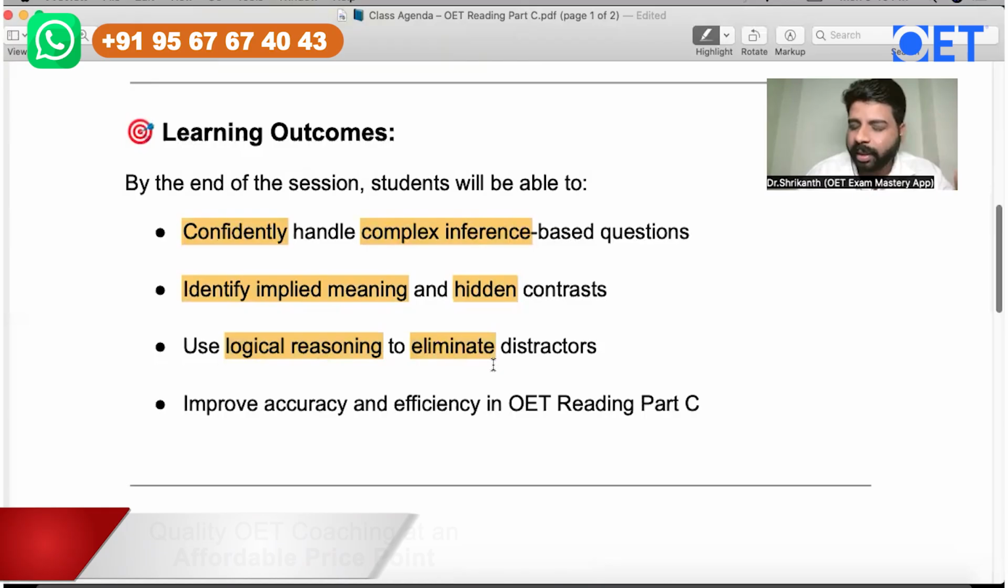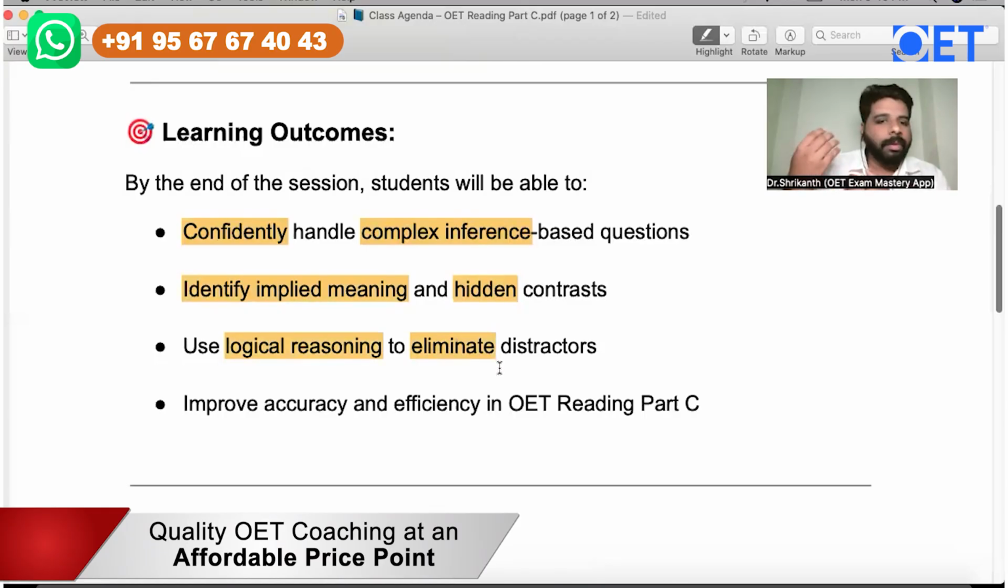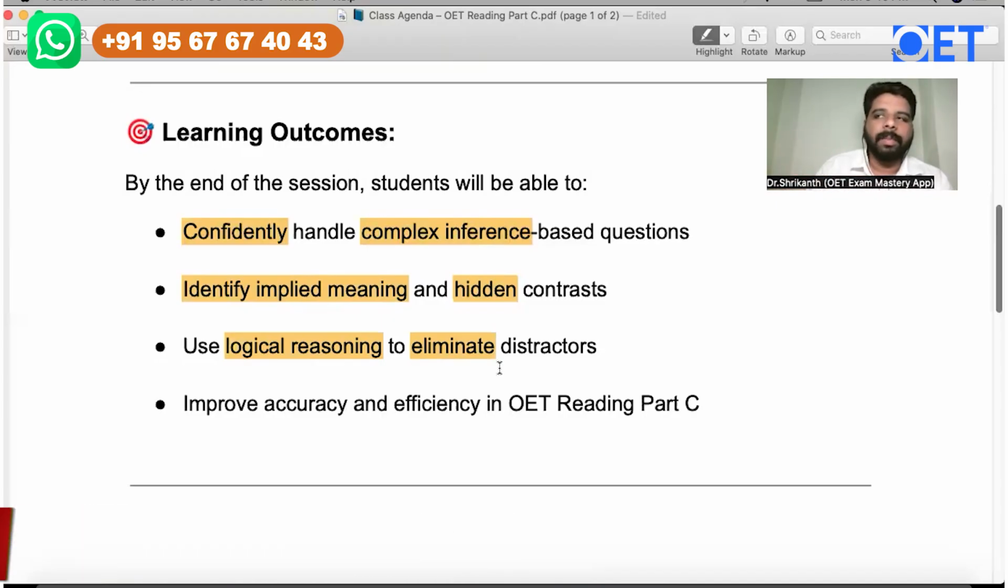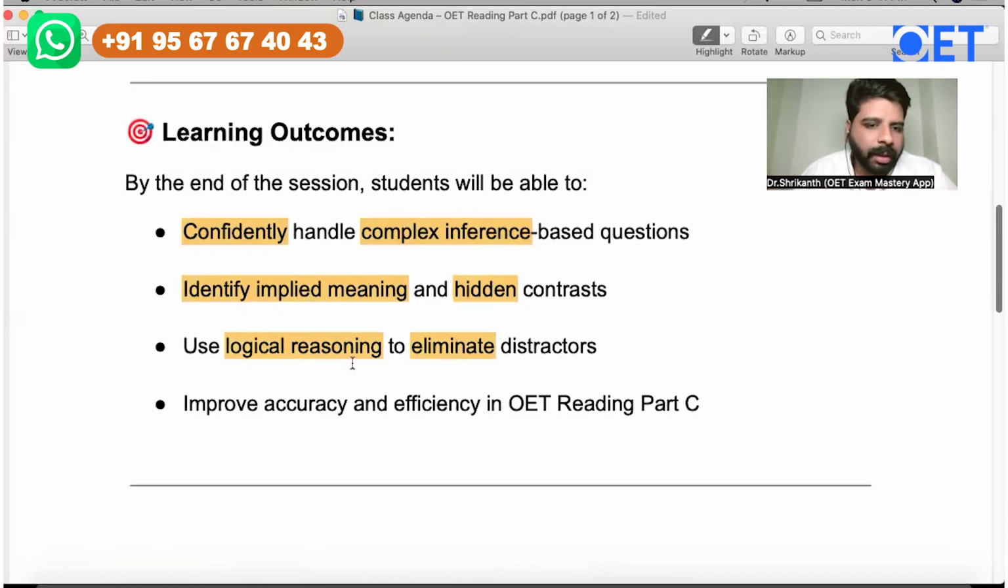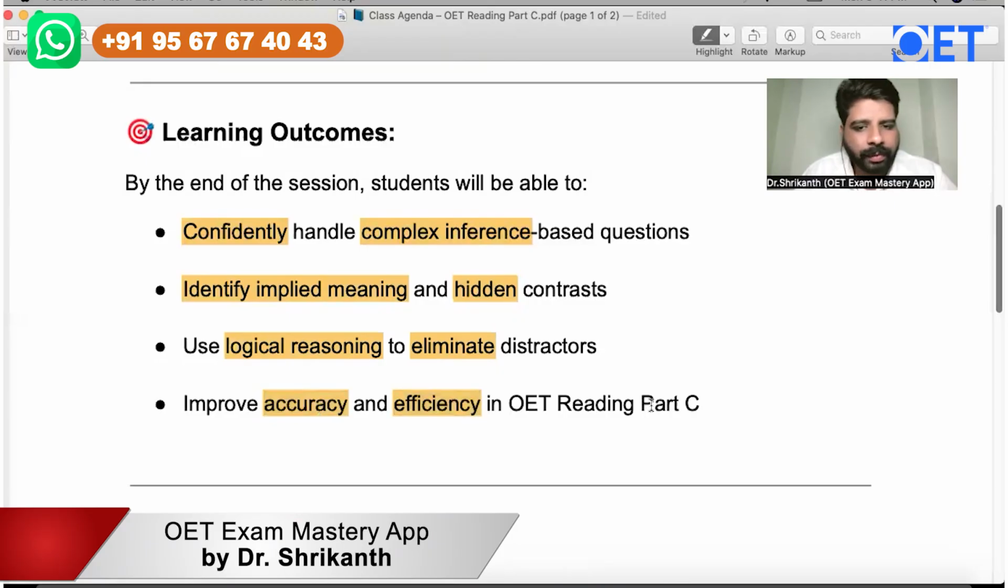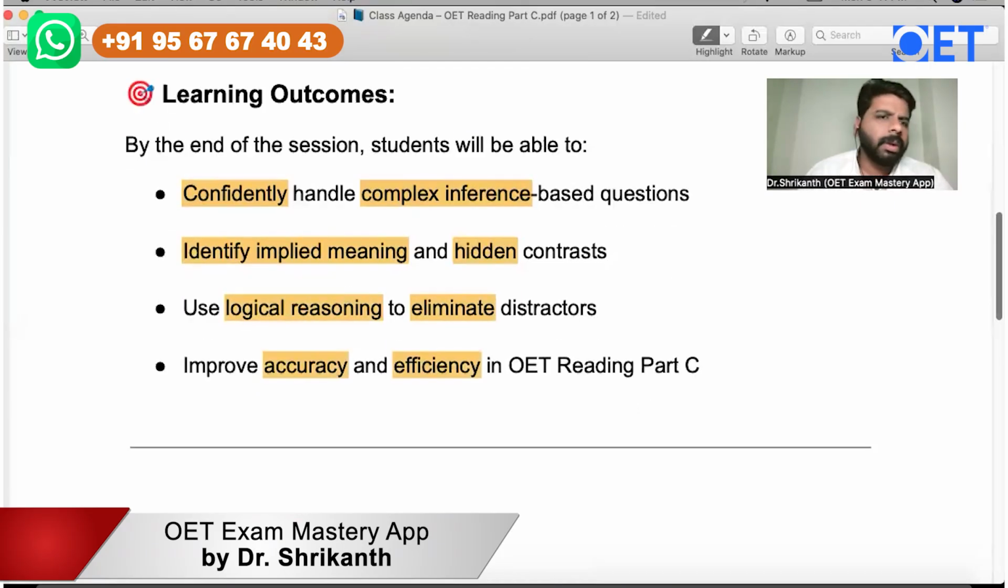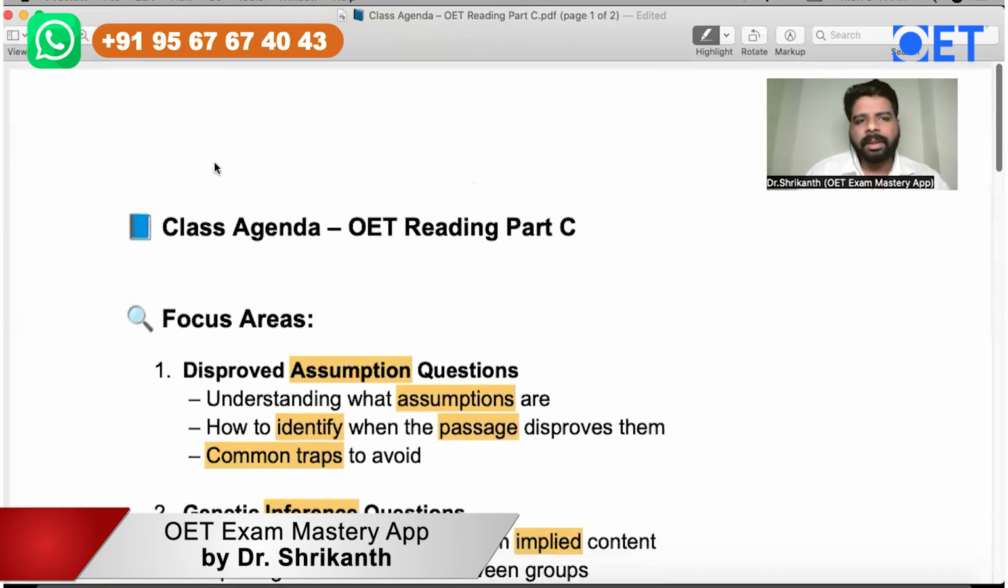By the end of the session, we will also try to develop your logical reasoning skills to eliminate distractors. Why? Because we have multiple choice questions with 4 answer options, and choosing the correct answer is important, but even more important is eliminating the useless information. If you're able to eliminate the useless information, you will be left with the correct answer option. That improves accuracy and efficiency. This is today's class agenda for reading part C.